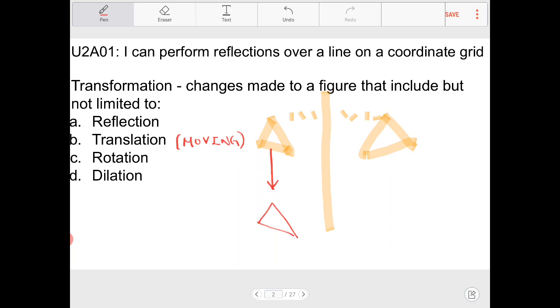A rotation is exactly what it sounds like. We're taking the object and we are rotating it. And usually the point of rotation needs to be specified. On a coordinate grid, most of the time, 99.99% of the time, it will be rotated over the origin. And then a dilation is taking said object and we are either blowing it up or shrinking it down.